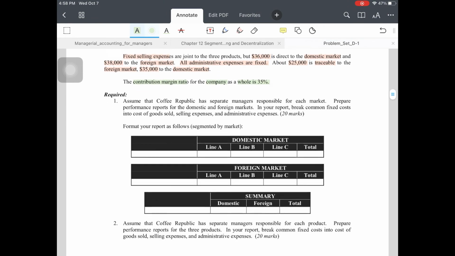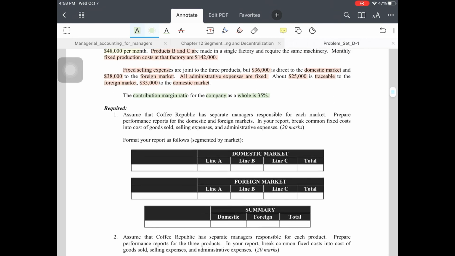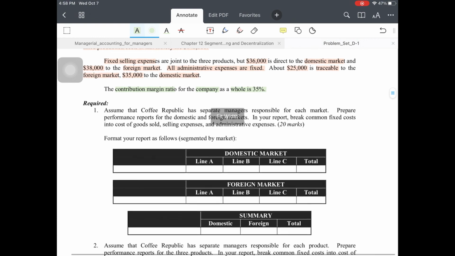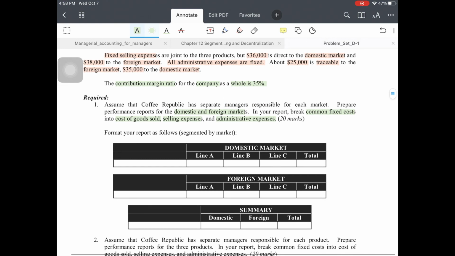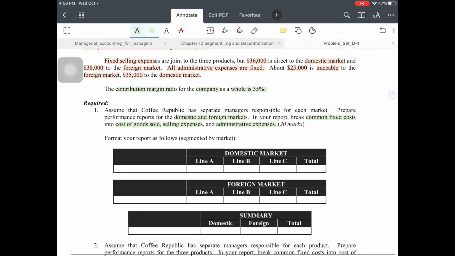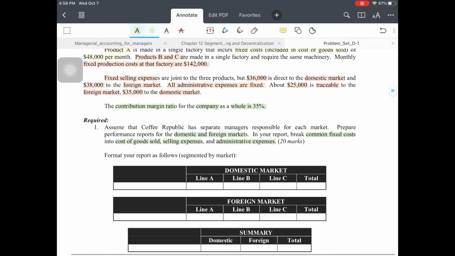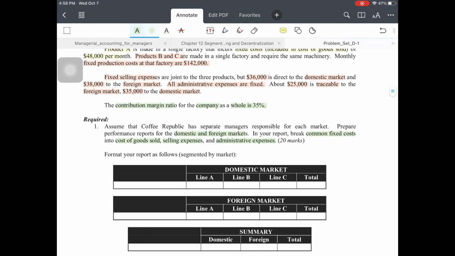We are required to do the following. First, let's dig into the first requirement: assume that the Coffee Republic has separate managers responsible for each market. Prepare performance reports for the domestic and foreign markets. In your report, break common fixed costs into cost of goods sold, selling expenses, and administrative expenses. Here we are given a format, so we have to follow that later. Let's try to solve that in Excel first.